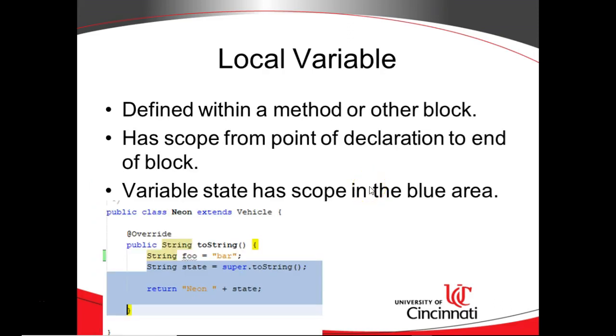A local variable is not a parameter variable, and it's not an attribute or a field, but it's a variable that's declared within a method, and it only has scope inside of that method. More specifically, it only has scope from the point it was declared until the closed curly of the block where it was declared. So you see String state equals super.toString. This variable is declared and initialized here, and it can only be accessed from the point at which it was initialized until this closed curly of this method. It cannot be accessed from another method in the same class or another method in a different class. It cannot be accessed before it was declared, so it cannot be accessed up on this line that says foo.